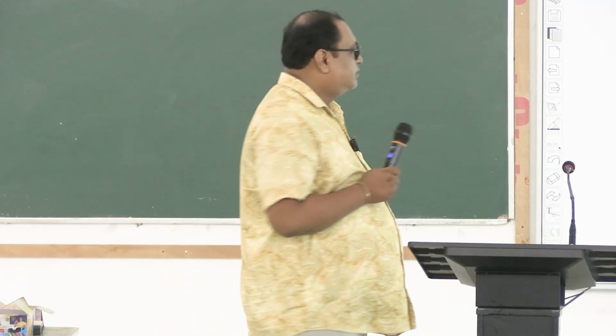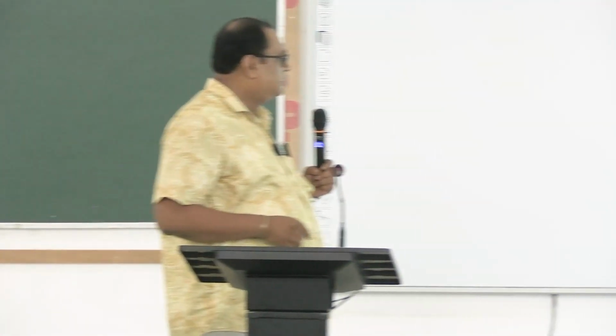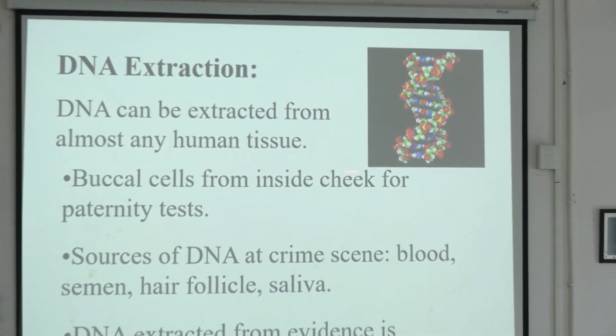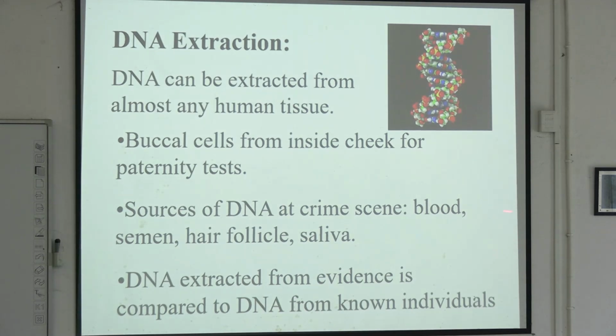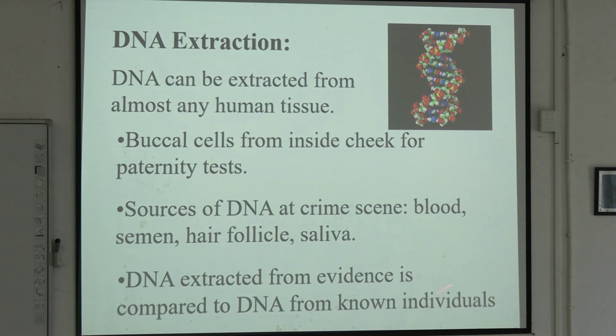Suppose we choose to extract DNA from bone, then it is a very hard tissue. But if we choose the DNA from squamous cells, it's very easy. From blood cells, it is very easy. The buccal cells from inside the cheek or mouth are taken for paternity tests. Sources of DNA at a crime scene may be blood, semen, hair follicle, saliva. DNA extracted from evidence is compared to DNA from known individuals. Correct?